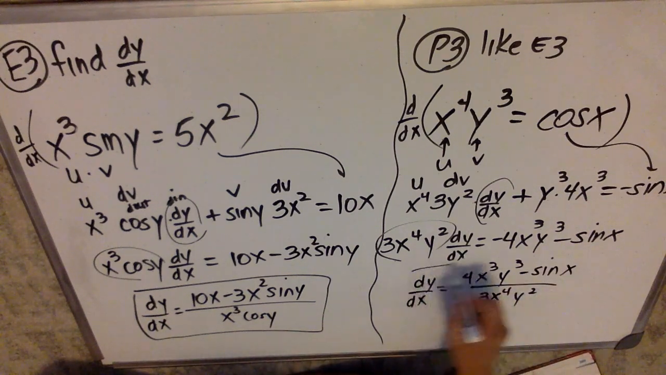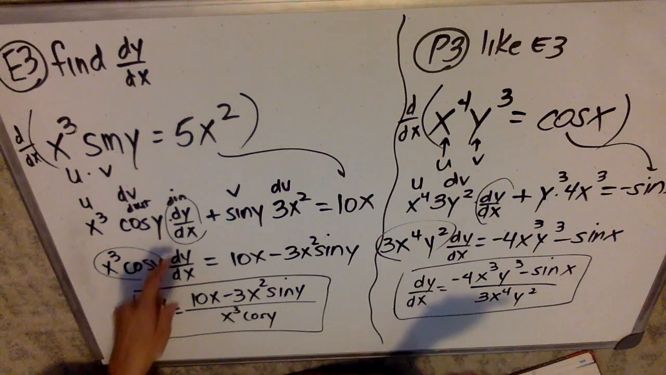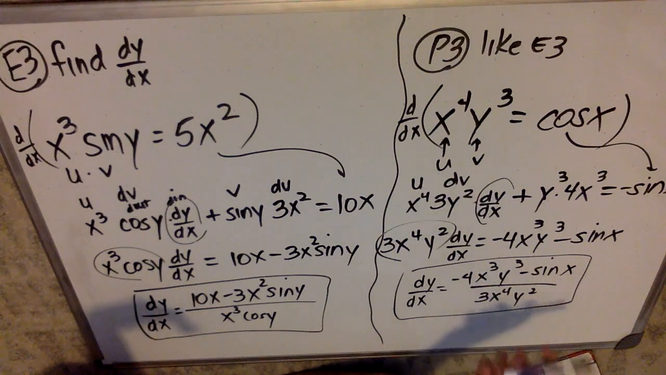Now, again, if you had solved in the opposite direction and moved the dy dx over to the right-hand side, which here there's not a lot of reason to do that because there's only one dy dx in both of these problems and they're already on the left, you would end up with this answer, but with literally every sign being the opposite.